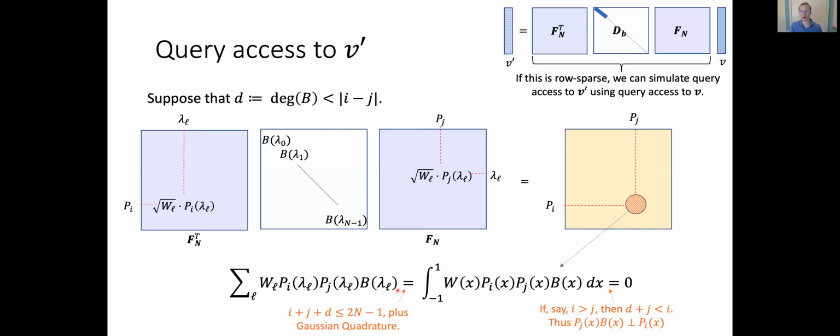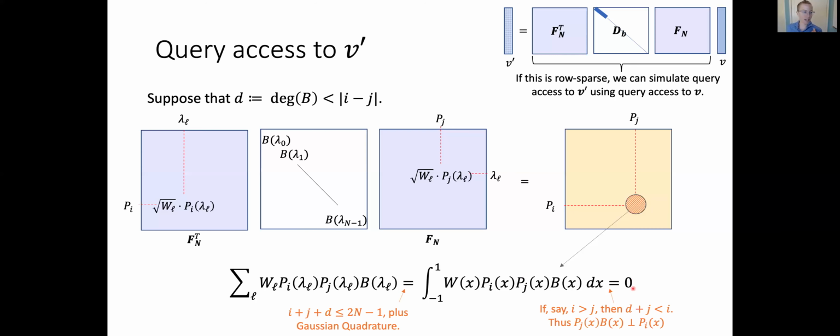Remember, the whole point of Gaussian quadrature, which I said at the beginning, is that if you have such a polynomial and you sum it up at these particular nodes weighted by the weights WL, this is exactly equal to the integral of that same product, now with the weight function. Let's just say that I is bigger than j. So I have the inner product of pi with the polynomial pj times b. And pj times b has degree d plus j, which by our assumption is strictly less than I. So I can expand pj times b as a linear combination of orthogonal polynomials in this family of degree less than I. And then by the orthogonality condition, all this is going to vanish and I get 0.